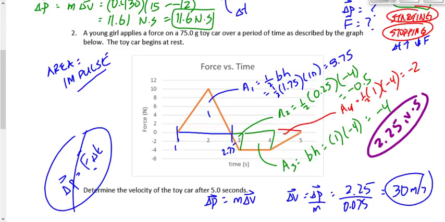That's a pretty quick moving toy. This little girl is pushing this toy back and forth, and it's moving at 30 meters per second, 110 kilometers per hour. That's pretty impressive.